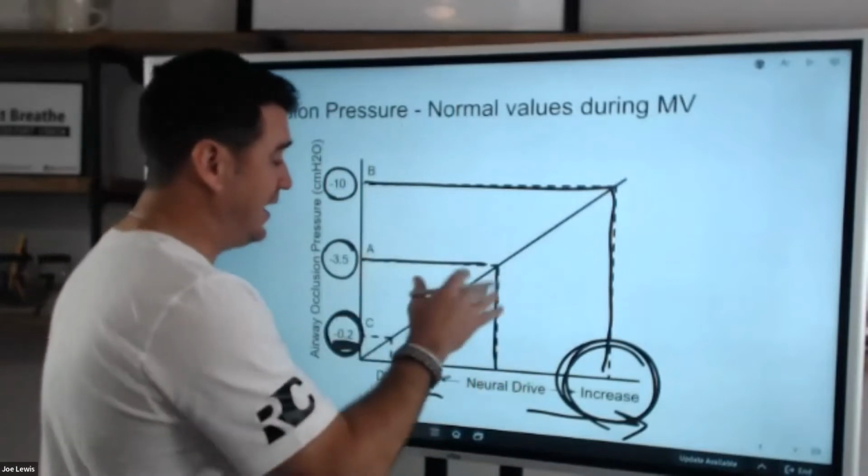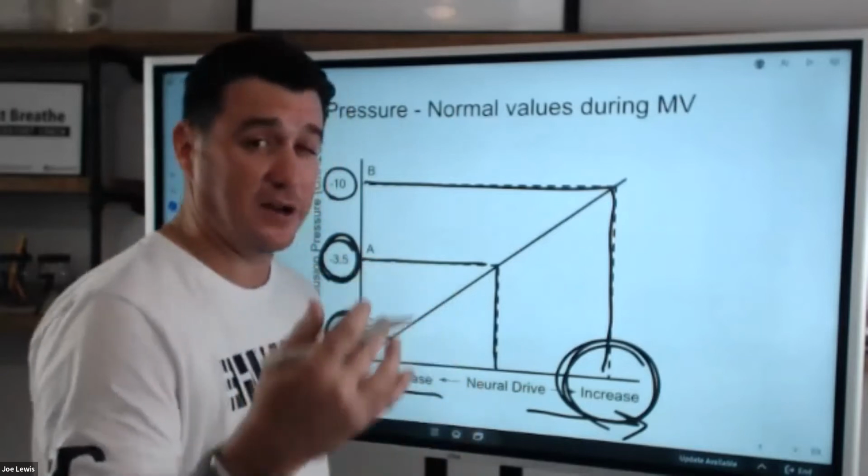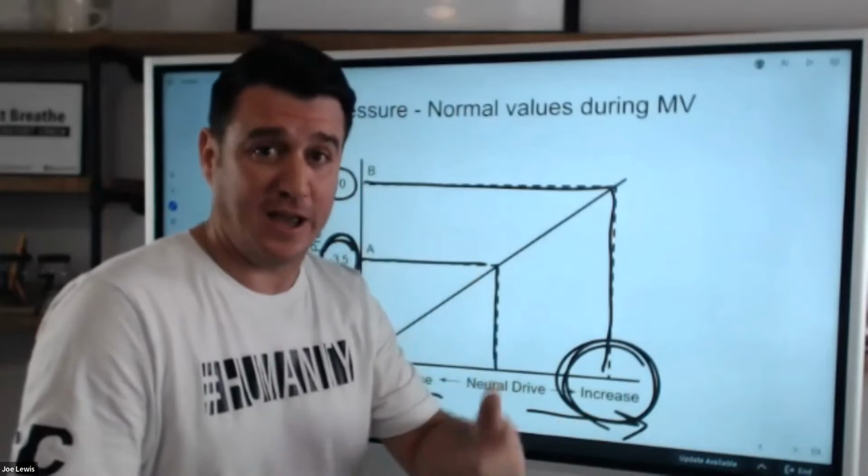So keep that in mind. Your number for mechanically ventilated patients is around negative 3.5 to negative 4. If it's negative 2, you're happy with that. You're good. Perfect, okay?